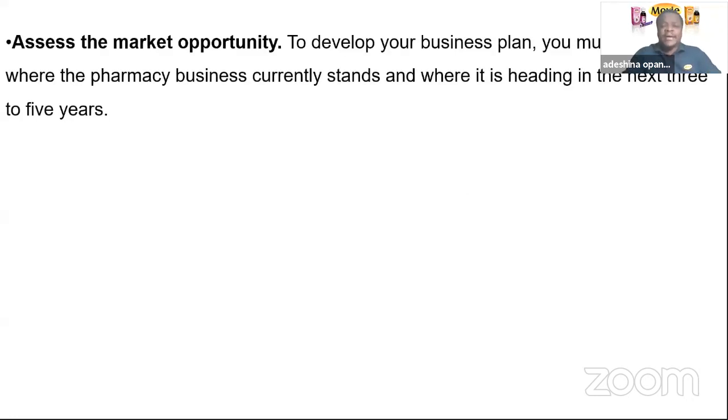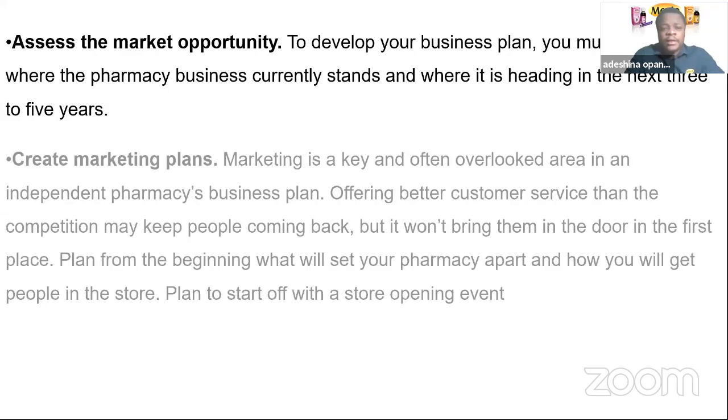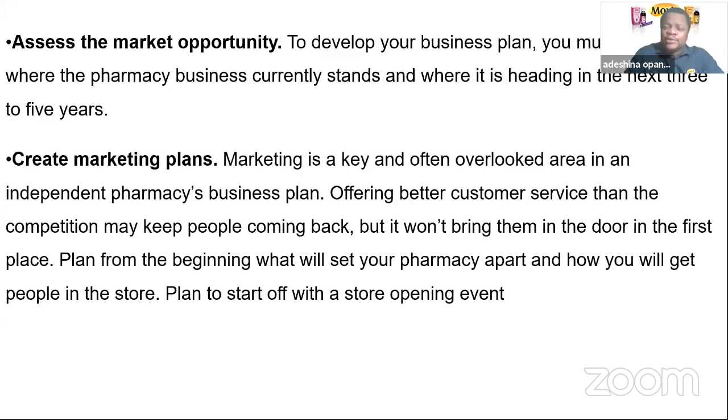You need to assess the market opportunity. For you to develop a solid plan, you must understand where your business currently stands and where it's heading in the near future. And dear colleagues, there's something we don't do as pharmacists, and that is marketing. Offering better customer service than the competition is something that will keep people coming back. But that's not what will bring them in the first time.